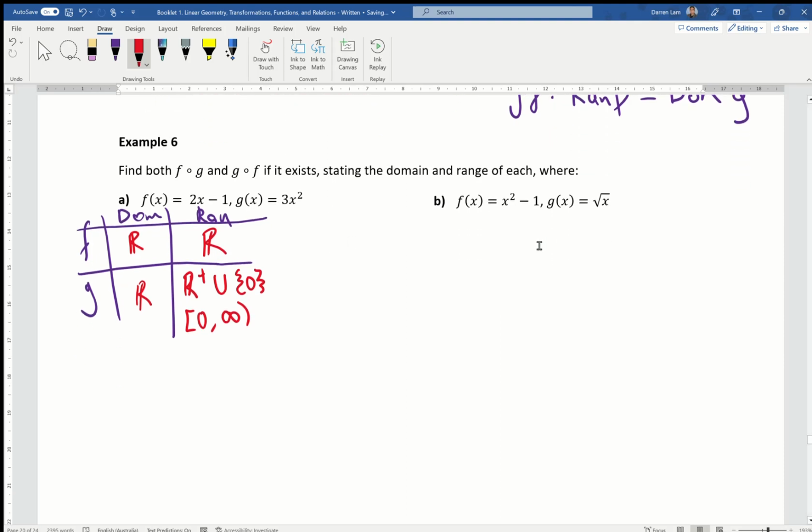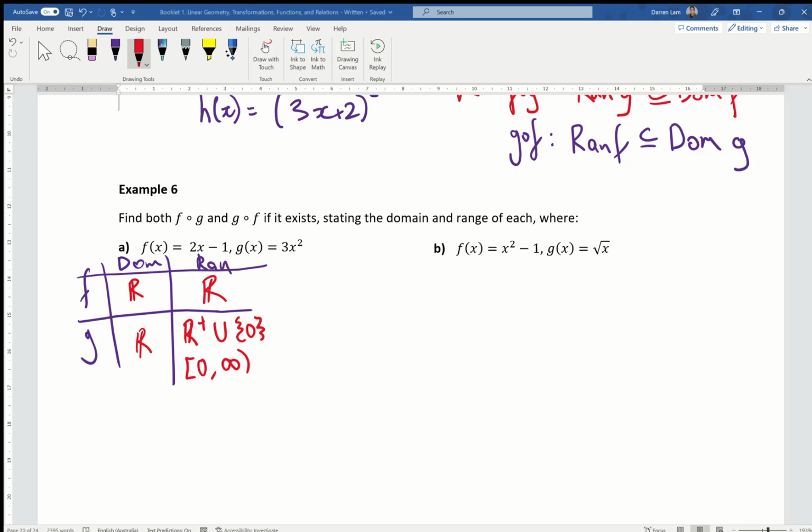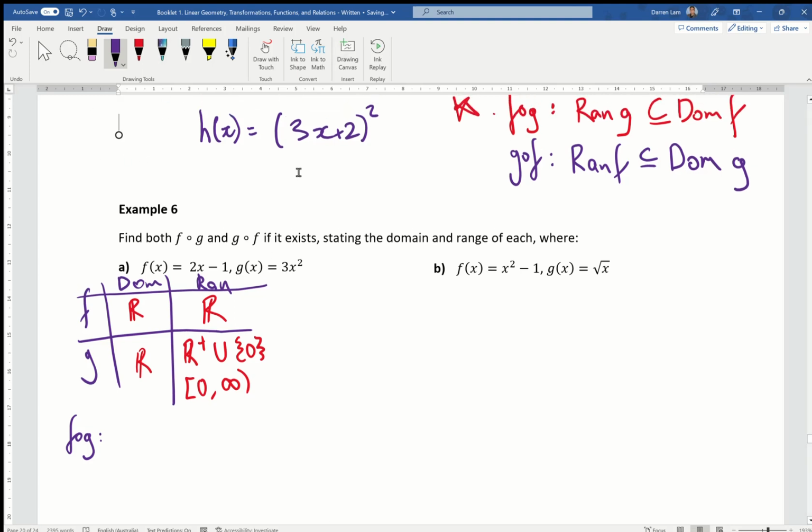So let's look at focusing on f of g. For f of g to exist, and I'm going to refer back to my formula from above, the range of g must be a subset of the domain of f. In this case, the range of g is limited from 0 to infinity. The domain of f is all real values, so therefore it is a subset, therefore it does exist.